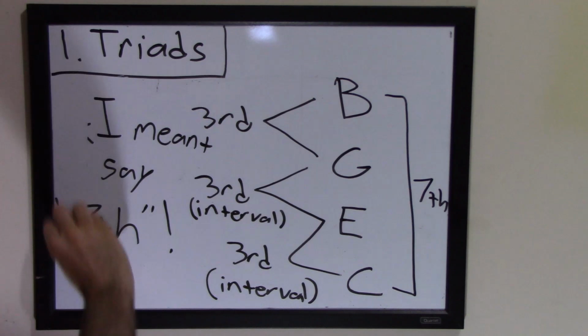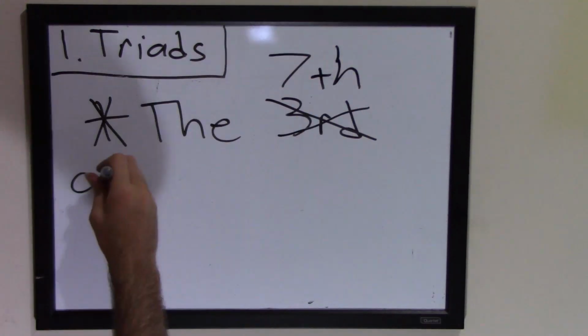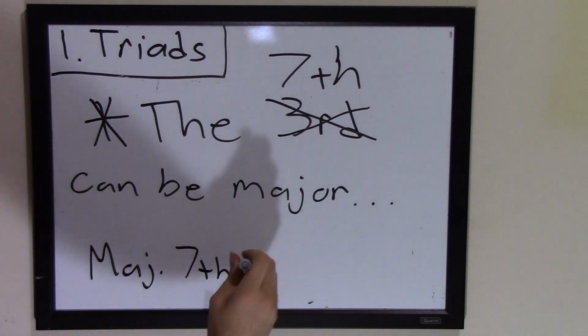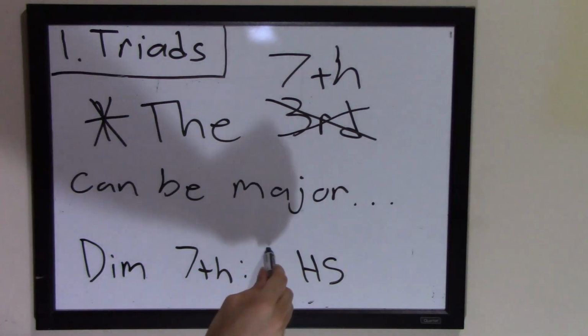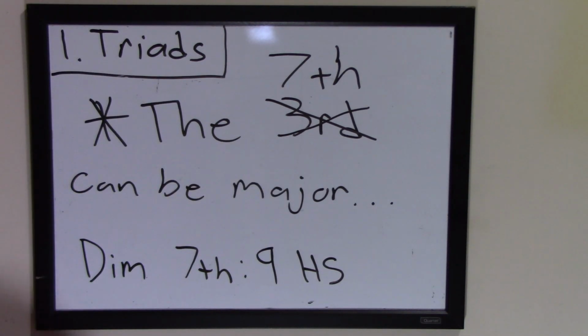The seventh can be major, which means that it is 11 half steps above the root, or it can be minor, which means that it is 10 half steps above the root, or it can be diminished, which means that it is 9 half steps above the root. And of course, you all know this perfectly because you all watched the last video.